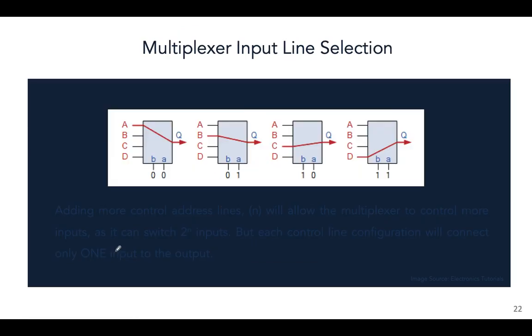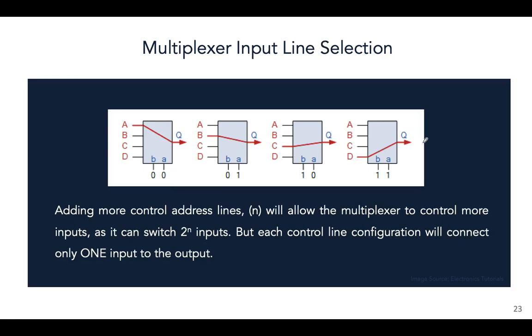All right. Now, how this input line selection works is illustrated using this very simple diagram, right? When A and B are 0, A becomes the output. When A, B are 1, 0, B becomes the output. When A, B are 0, 1, C becomes the output. And when A, B are 1, 1, D becomes the output.